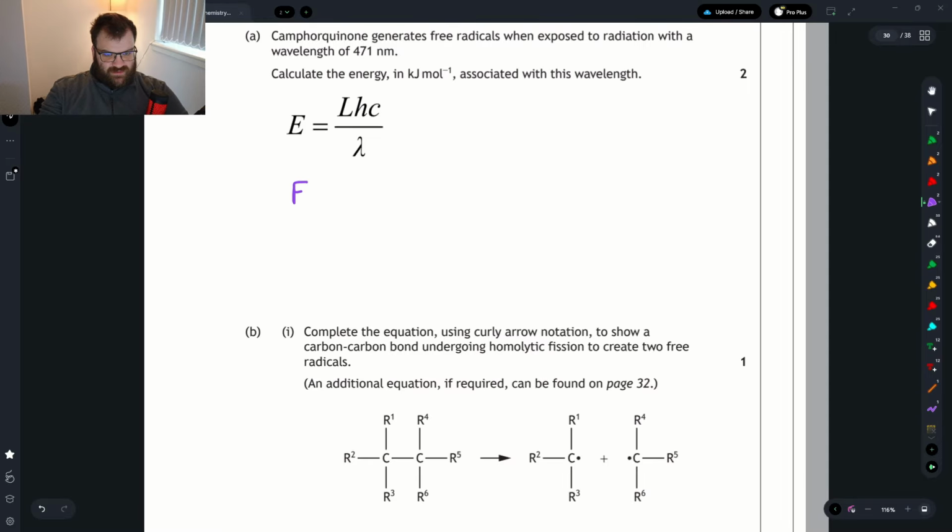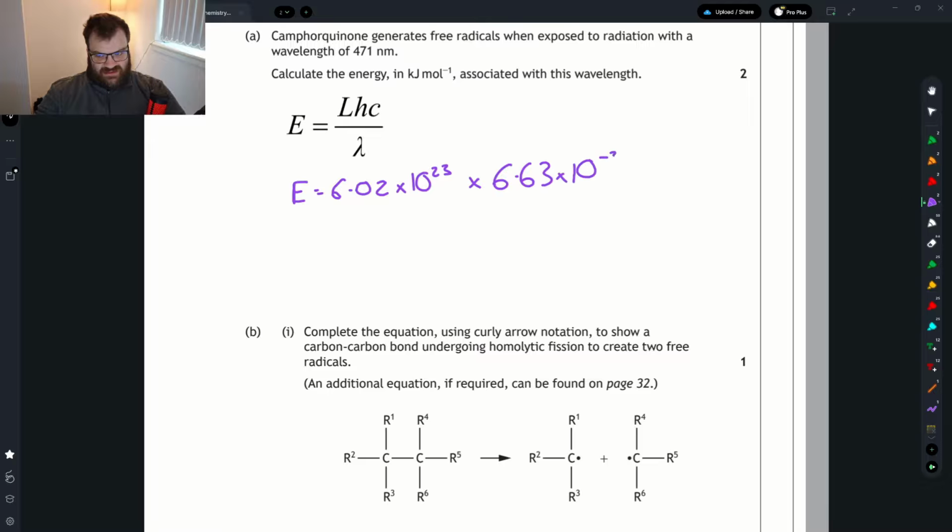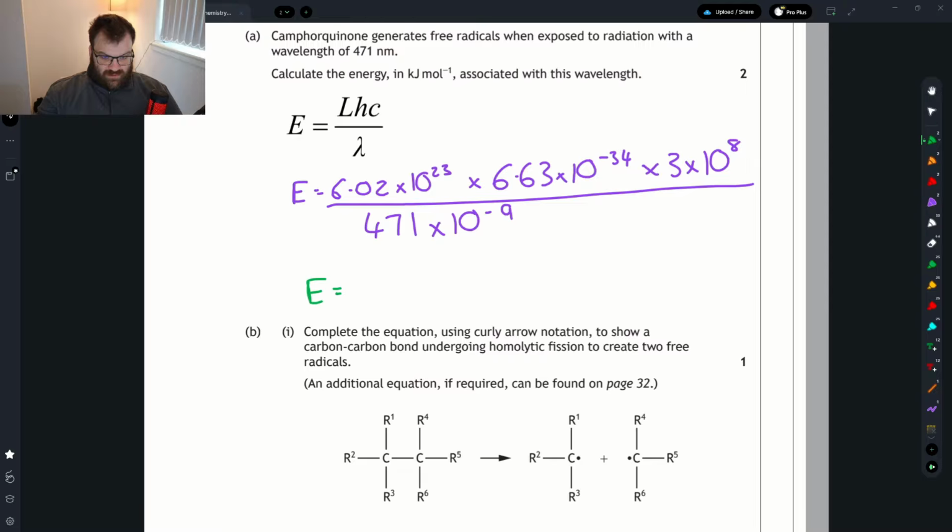Okay, let's get it set up. So L is Avogadro's constant, which is 6.02 times 10 to the 23, times Planck's constant, which is 6.63 times 10 to the minus 34. The speed of light is going to be 3 times 10 to the power of 8, all over 471 times 10 to the minus 9. That gives 254220 joules per mole, which equals, divide that by 1,000, 254 kilojoules per mole.